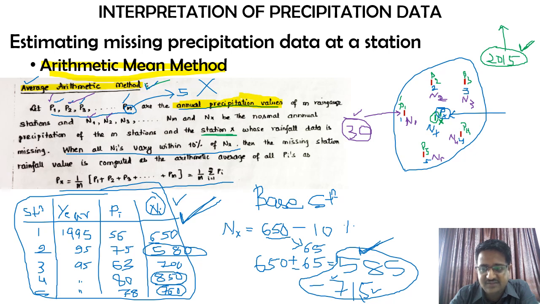But for the sake of explanation, whenever it comes to problem solving, you need to make sure that all the ni's vary within 10% of nx. Only at that point of time can you go ahead and use the arithmetic average method. And regarding the problems on these, we'll solve them once we complete all the theory part.